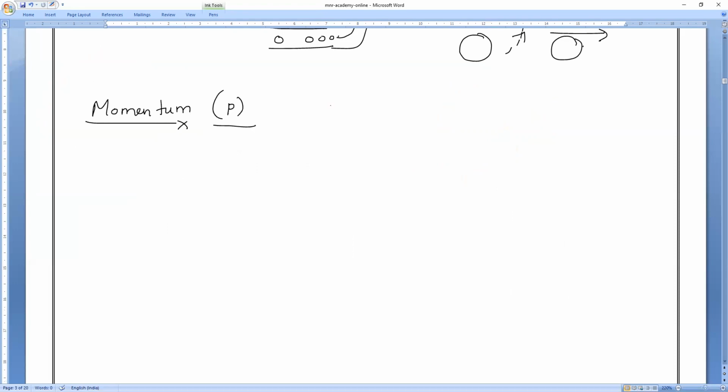Then you can see that. Now, I have a tennis ball. What is this ball, everybody? Tennis ball. Okay. Now I have a football. Which is bigger in size? Football. So observe very carefully. Which is easier to stop? Tennis ball or football?